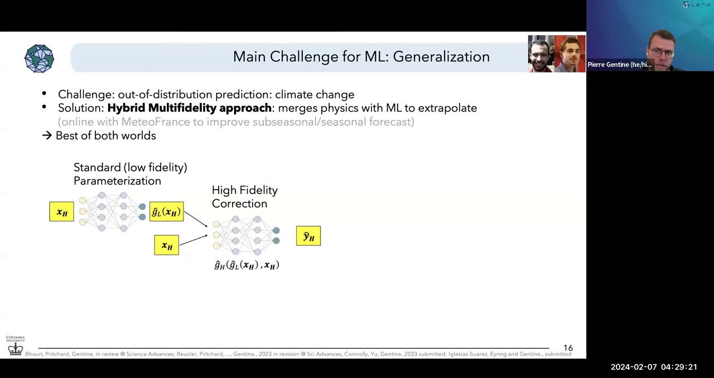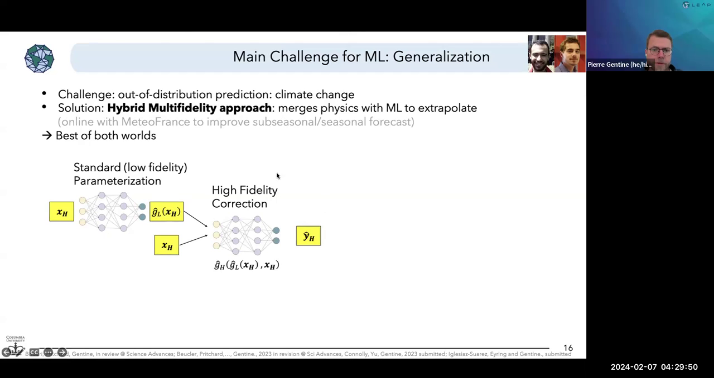That's a strategy that a postdoc in the group, Aziz, has been working on, which is the so-called multi-fidelity approach. Really what we are trying to do here is get the best of both worlds, where you have a standard parameterization. You could think of that as your physical model. It's pretty ad hoc, pretty empirical, but it has some skill. It has some capacity to extrapolate beyond the training data because it has some physical flavor.